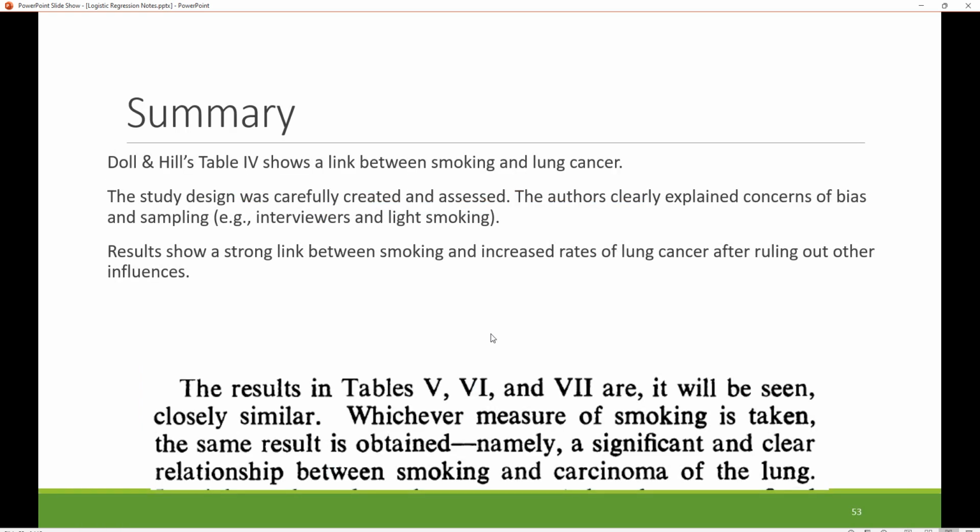In summary, Doll and Hill's Table 4 shows a link between smoking and lung cancer. The study design was carefully created and assessed. The authors clearly explained concerns of bias in sampling, and results show a strong link between smoking and increased rates of lung cancer after ruling out other influences. And this is their summary of the results.